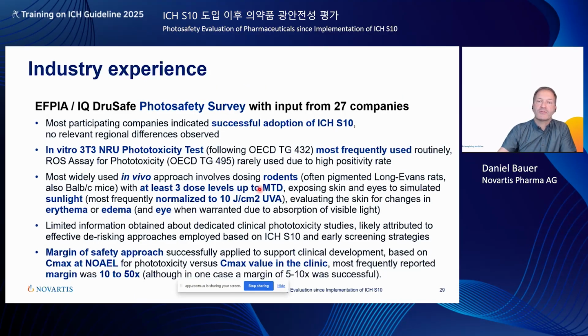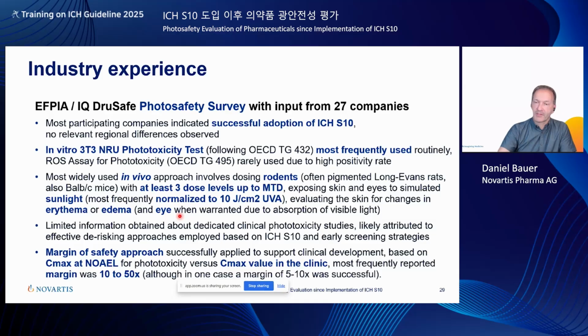And there are a lot of conclusions, important also on how they run animal studies, as I just said, typically 3 dose levels up to MTD in either Long Evans rats or pigmented mice, using simulated sunlight, normalized to a dose of 10 joules per centimeter squared of UVA, looking at erythema or edema on the skin, and in the eye when warranted due to absorption of visible light. This is best practice and common standard in the industry these days.